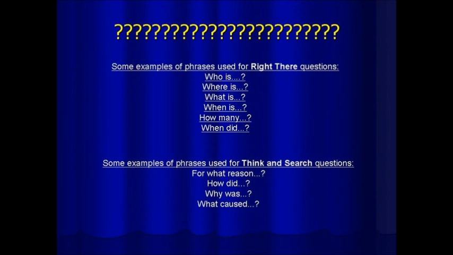These are just some sample phrases for each of the mentioned concepts. For right there, questions use phrases such as who is, what is, how many. It takes a few words or one sentence to answer these types of questions. Think and search uses phrases like how did, what caused. Now remember, these questions require a little more thought because the answer needs to be put together.